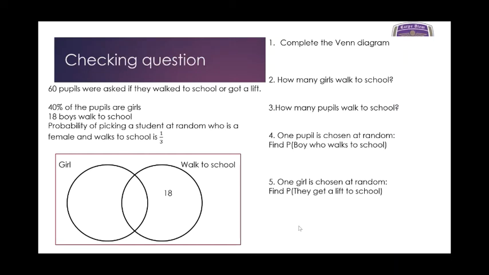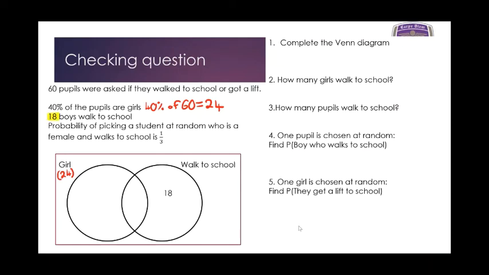Okay, so start at the top now. If we start on the left, rather than answering the question, let's start on the left first, because we're going to complete the Venn diagram using this information. So 40% of the pupils are girls. Well, 40% of 60 is 24. Therefore, we can't fill in the Venn diagram just yet, but we can say there are 24 total girls. So we can put that in brackets at the top there.